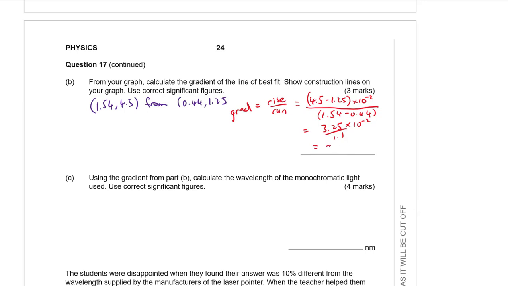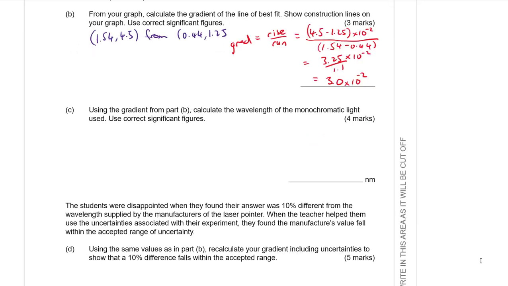I'm going to go to 3.0. So 3.0 times 10 to the negative 2. Since you've got meters divided by meters, the units are dimensionless. Okay, and the answer in the marking key, or what they wanted you to look at getting, was 3.2 times 10 to the negative 2.